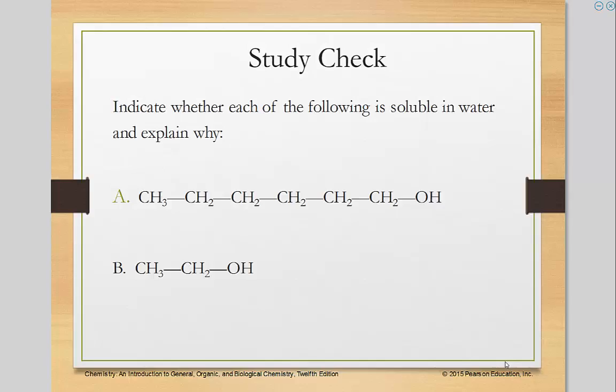All right, so let's just see which one will be soluble and which one will not. Well, part A is not soluble, and that's because it has more than 3 carbons. 4 is slightly soluble, and more than 4 is not at all. B is soluble because there's only 2 carbons there. And that's what you're going to want to be looking for in this process. And those are the solubility of alcohols.